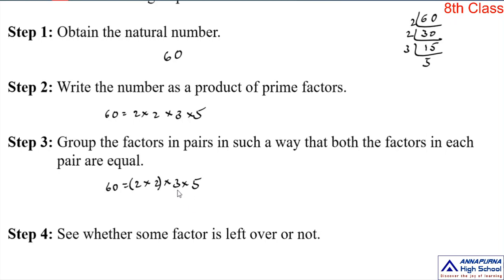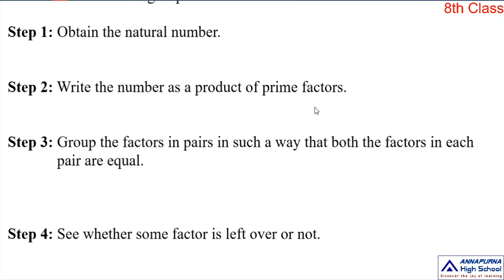For grouping this 3, there is no other 3. For grouping this 5, there is no other 5. So here two factors are left over. So that's why the given number 60 is not a perfect square number. Is it clear? Now let us see one more example.